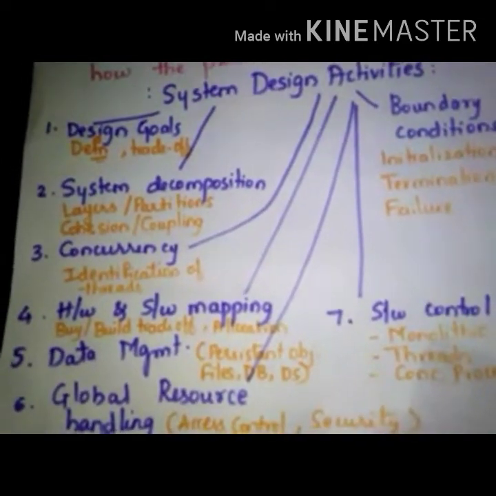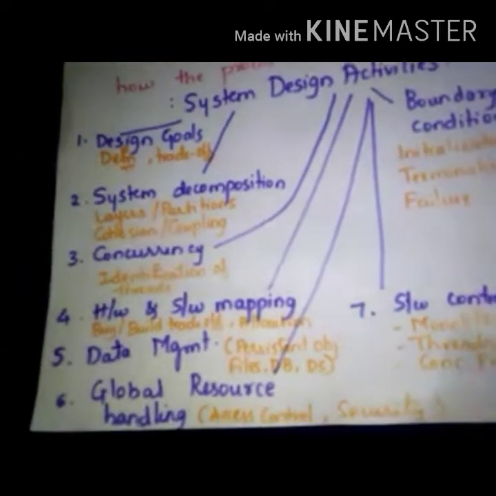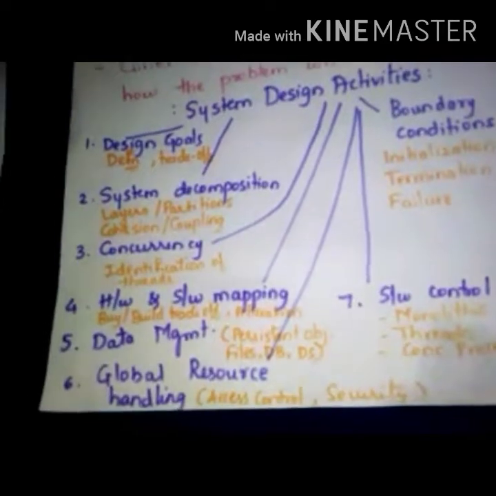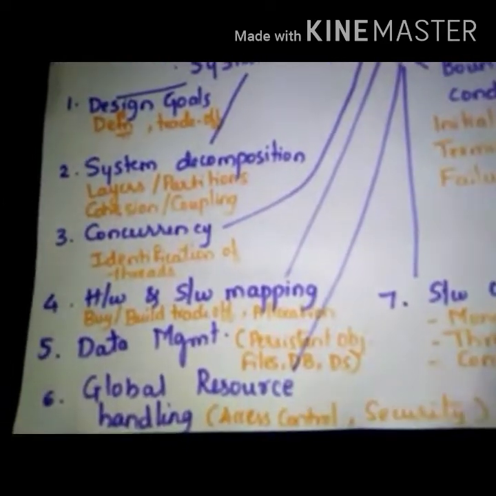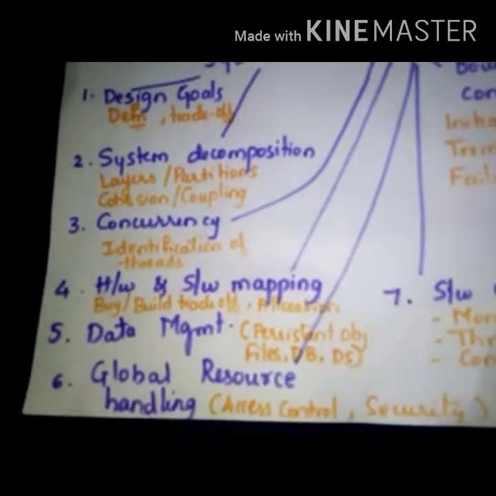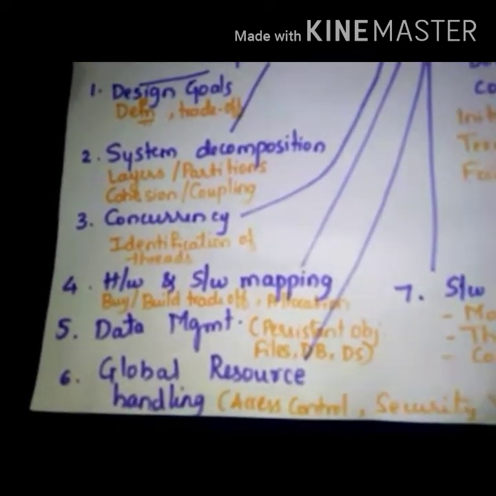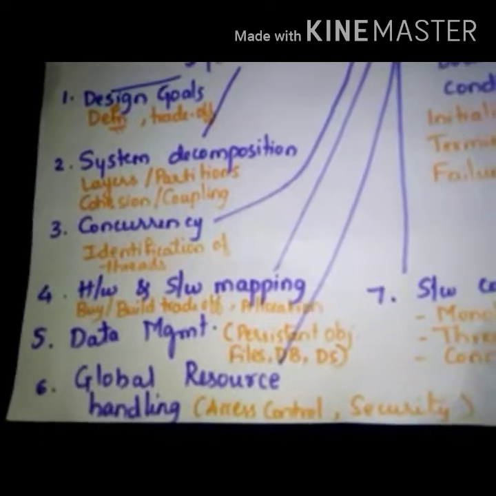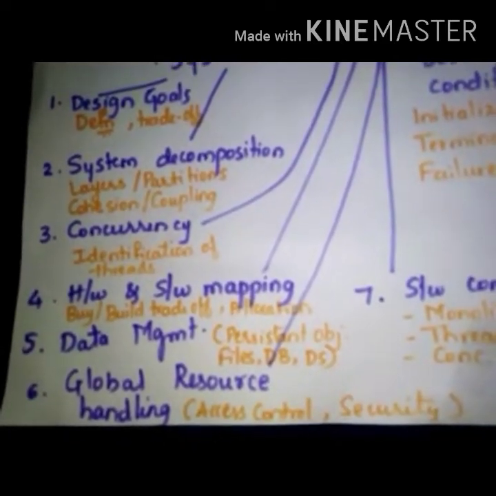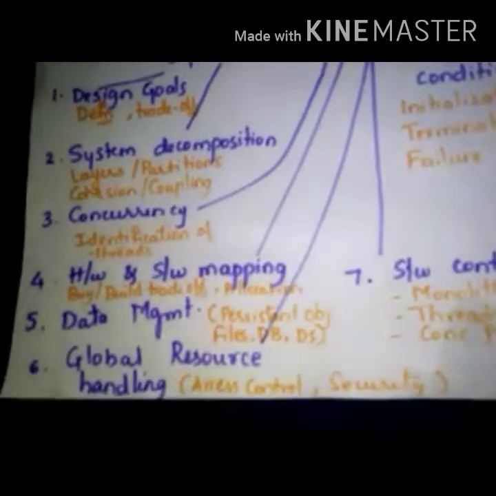Next step is system decomposition. That is, the system will be decomposed into smaller units, divided into cohesive, well-defined subsystems. Those subsystems will be divided into components, and the components can be further divided into subcomponents.